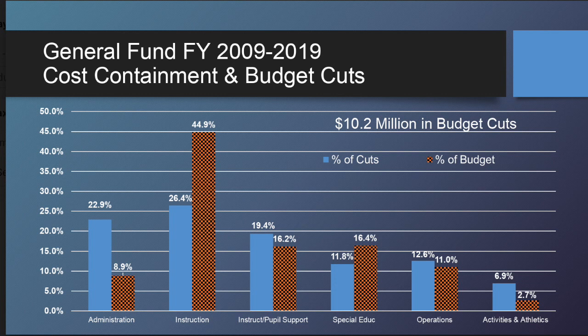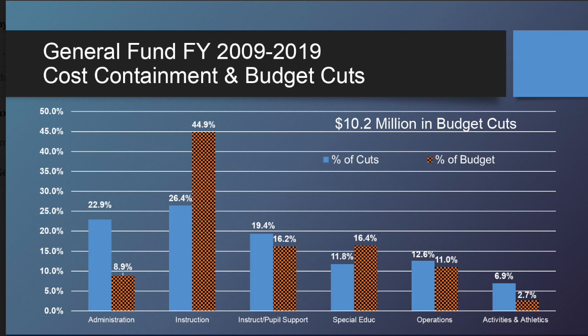Almost 23% of the 10 million in cuts were made in administration. For instruction, it was 26.4%. Instructional pupil support, 19.4%, and so on. The orange checkered bar shows the amount of the overall budget that each area represents. For instance, instruction represents about 45% of the general fund's budget.